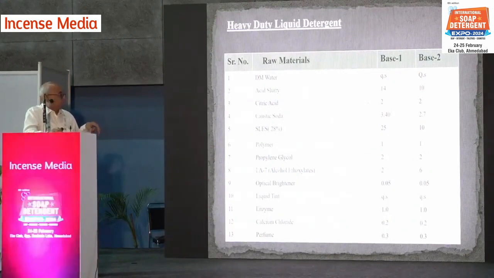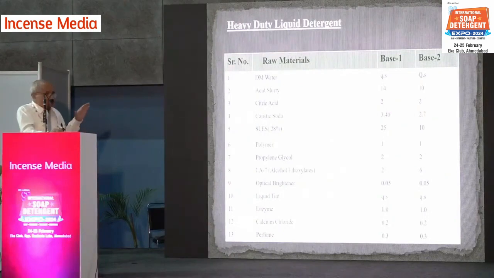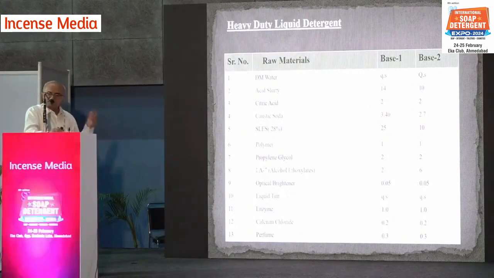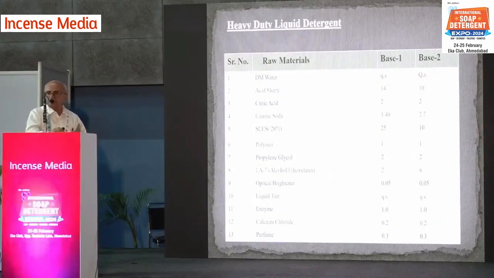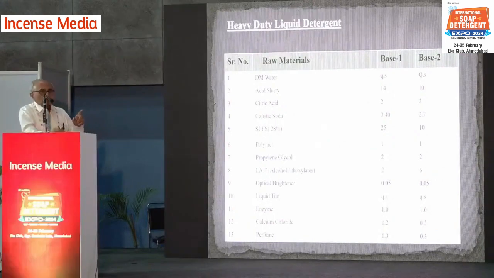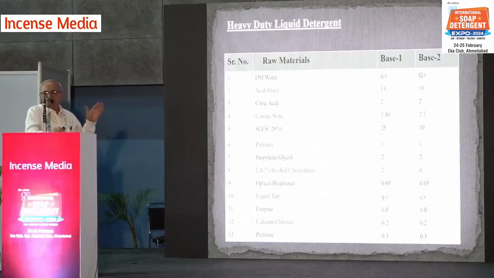In this formulation 1, there is citric acid and sodium sulfate generated during the process. So there are enough electrolytes, and this liquid will be thick. There is no need to add any thickener, because the electrolytes also help in boosting the viscosity. Formula 1 is for top load, because there is a lot of foaming.